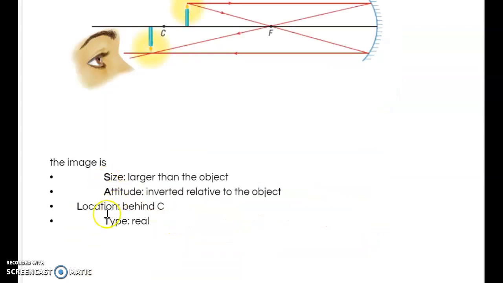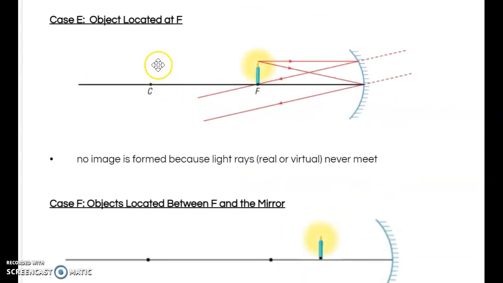So I'm looking at my SALT here: size larger than the object, attitude inverted relative to the object. My location is behind C, as you can see here, and my type is again real. Again, it's real because my reflected rays will actually form an image on a screen if I hold the screen up here.